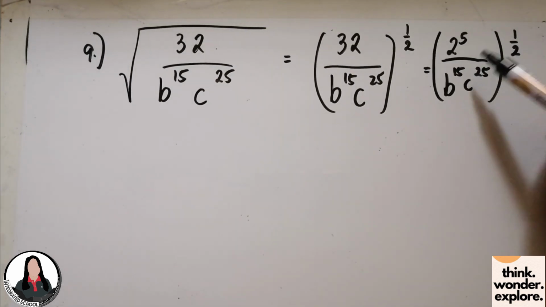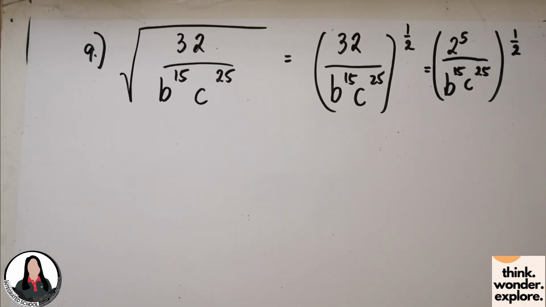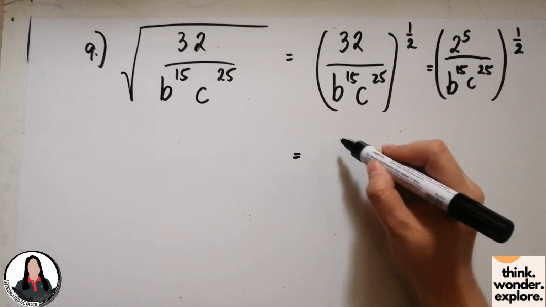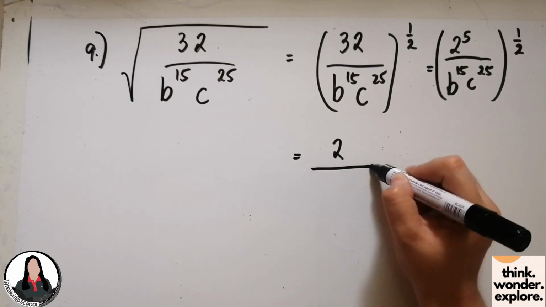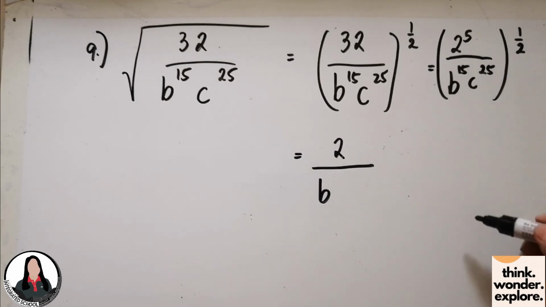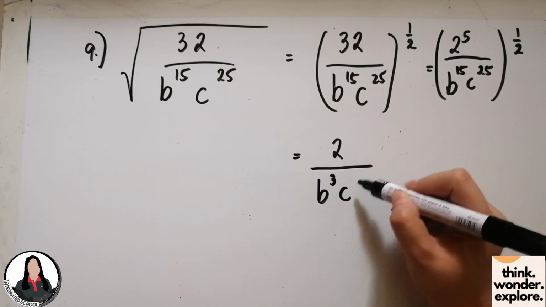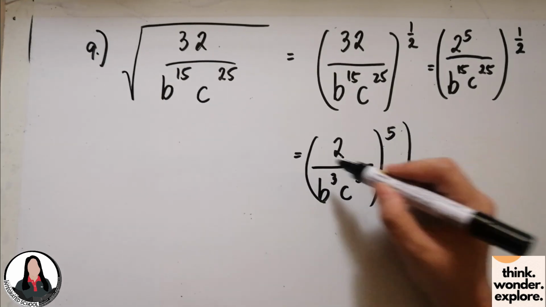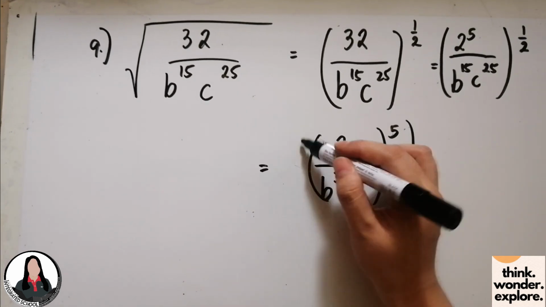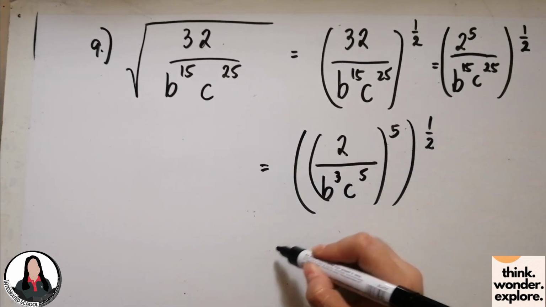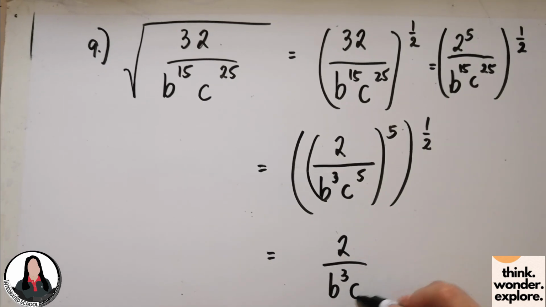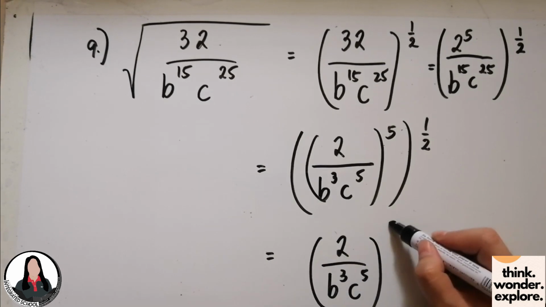Kung papansin natin, sa ating mga exponents, sila lahat ay divisible by 5. So, pwede natin itong i-simplify as 2 all over, i-factor out natin yung exponent na 5. b raised to 3, c raised to 5, quantity raised to 5, quantity raised to 1/2. So, simply, we can rewrite this as 2 all over b cubed, c raised to 5, quantity raised to 5/2.